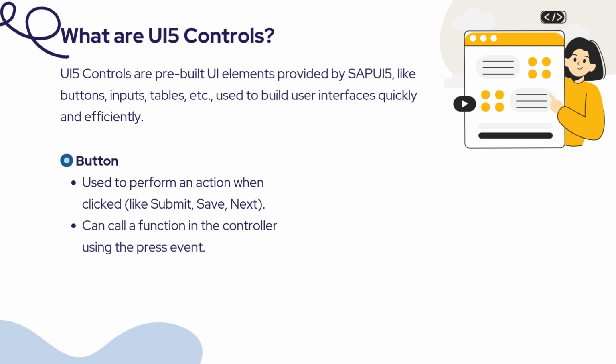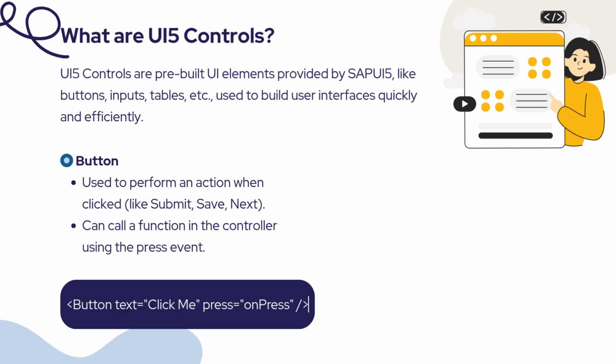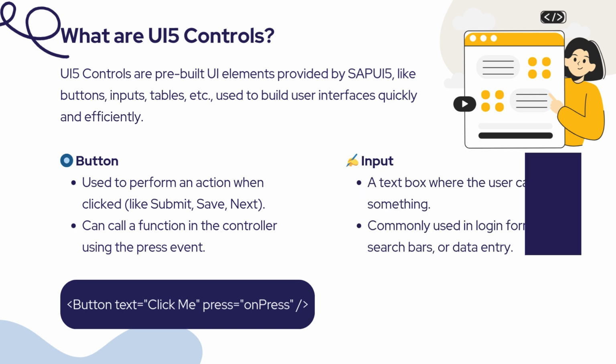First up, the button. You use it to perform actions like submit, save, or next. In XML View, it's super simple. Here, text is the label on the button, and press is the event that calls the onPress function in your controller. Next is the input control.